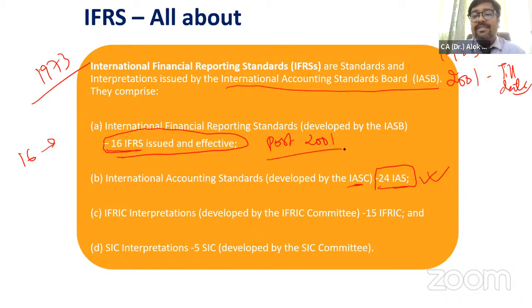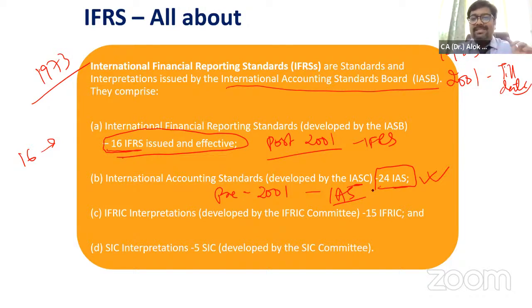And the name of these standards starts with IFRS. Okay, the title starts with IFRS. And there are 24 international accounting standards which are live today, and these are pre 2001. Okay, and the title is IAS, International Accounting Standard. So globally we have 16 IFRS, 24 IAS, and these IAS have been issued pre 2001. IFRS have been issued post 2001.